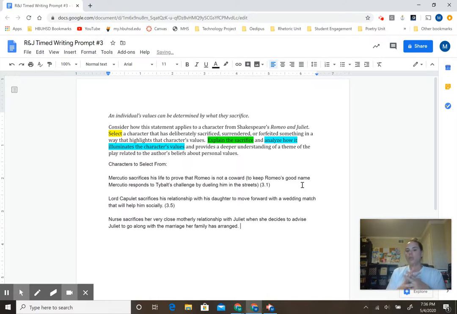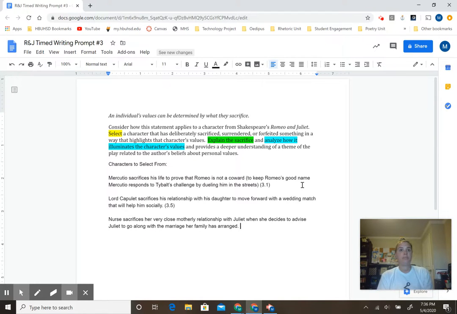So, what does she sacrifice here? Her relationship. Why? Because she values the Capulet family setting up the future that they want for Juliet. And the nurse is willing to sacrifice what she hasn't been willing to before, which has been the fact that Juliet and the nurse have the closest relationship, far closer than her real mother.